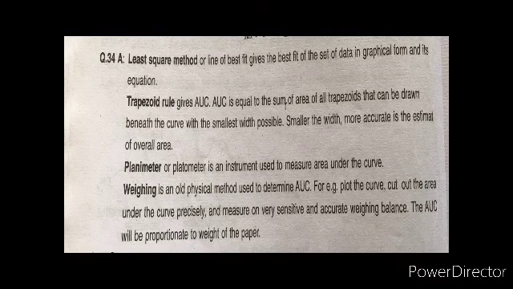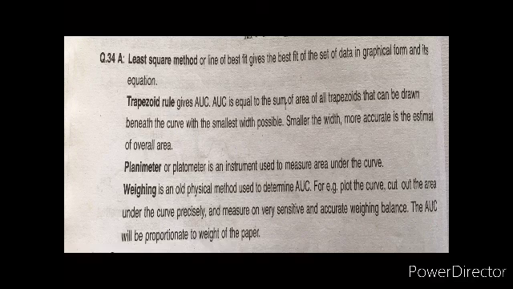Question 34 is, which method is not suitable to calculate the area under curve? We have the options least square method, trapezoid rule, integration of curve, or weighing and planimetry. The least square method or the line of best fit gives the best fit of a set of data in graphical form and its equation. Trapezoid rule gives AUC as the area of all the trapezoids that can be drawn beneath the curve with the smallest width possible. Smaller the width, the more accurate is the estimation of overall area.